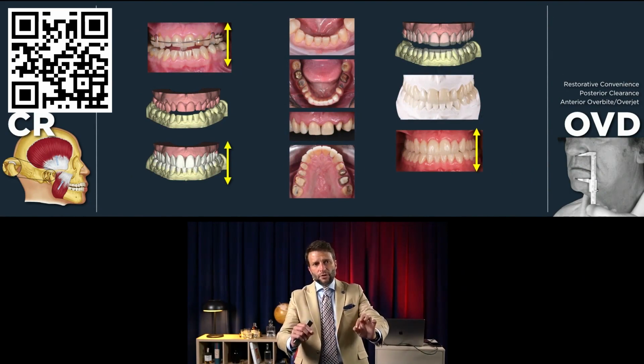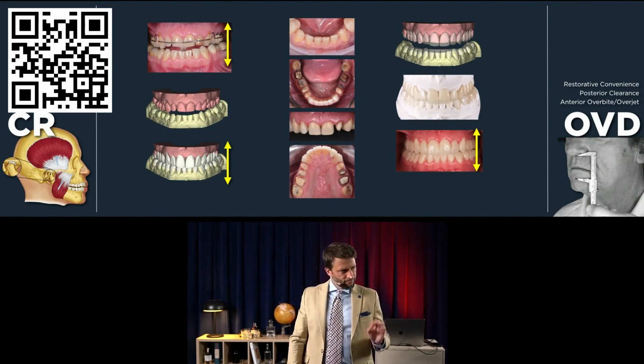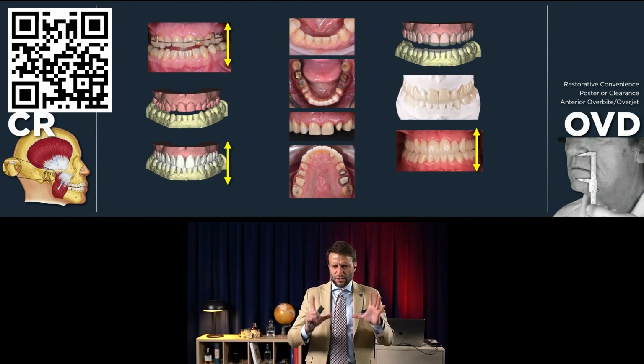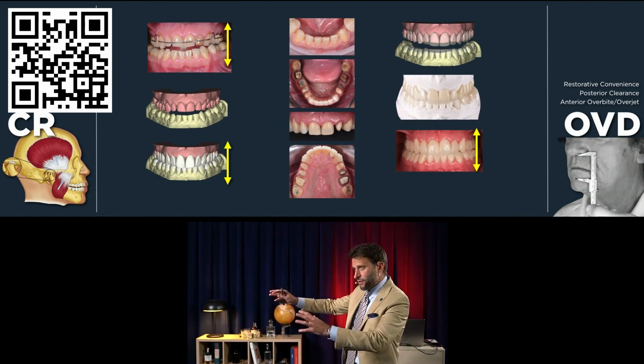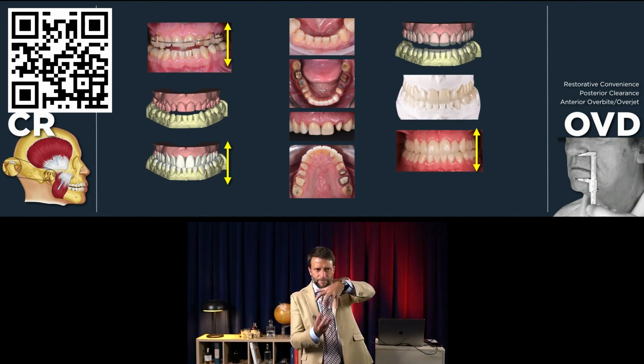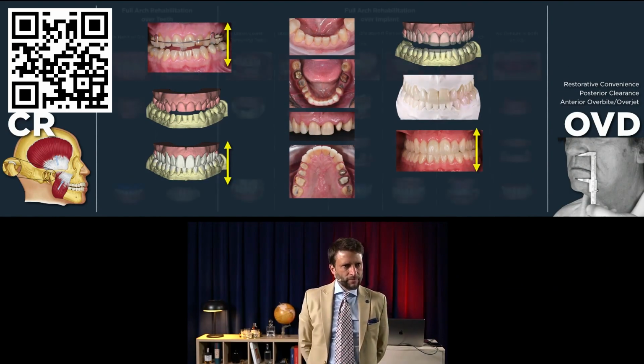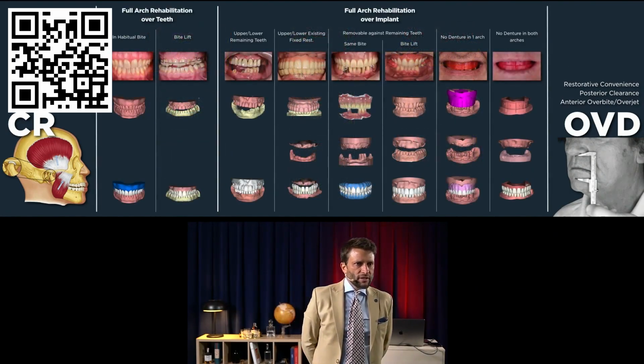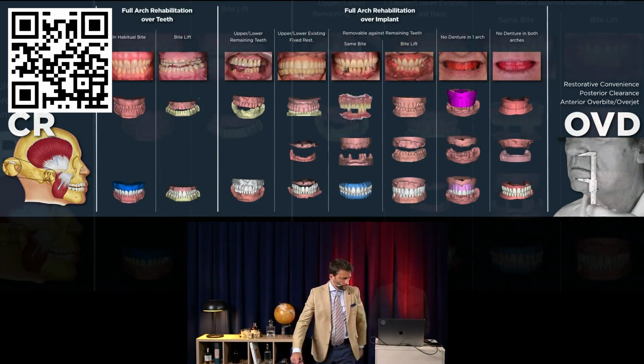So that's why the prototypes are nice. Cheap printed prototypes on these cases, I strongly suggest. Because you can screw the prototypes in the mouth before you mill the expensive zirconia, and you can have the patient open, close, and you can see if they're comfortable in that position. Okay? So just a couple of examples here.